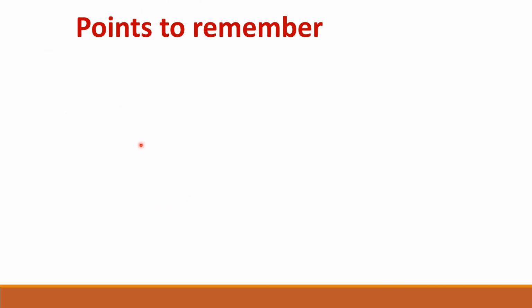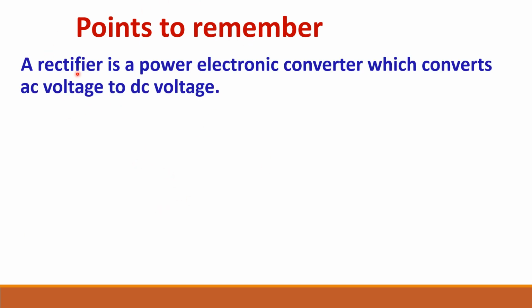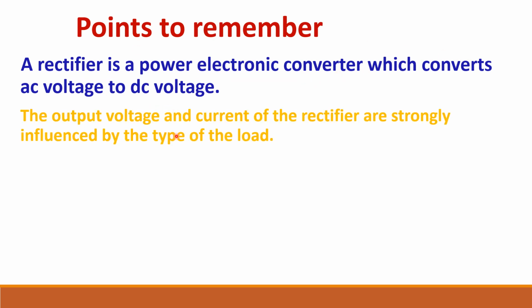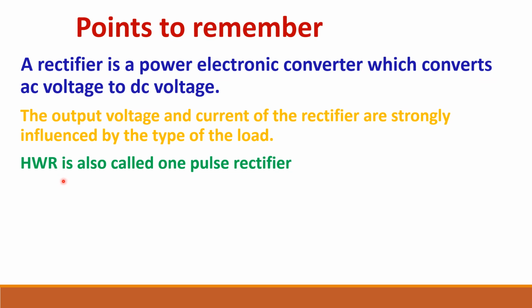The points to remember here are: a rectifier is a power electronic converter which converts AC voltage to DC. The output voltage and the current mainly depend upon the type of load connected to it. A half-wave rectifier is also called a one-pulse rectifier because in the output only one pulse exists in every cycle. And the ripple in the output voltage of the half-wave rectifier is very high, so it is rarely used.